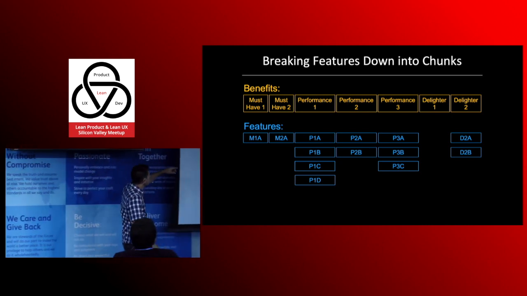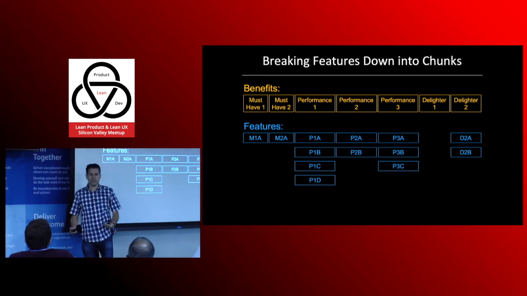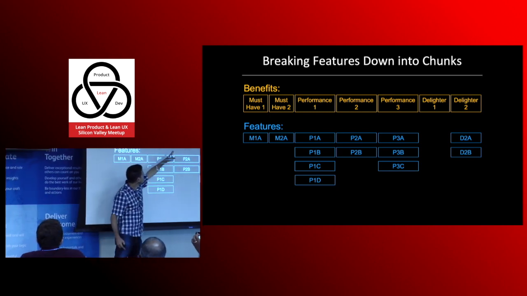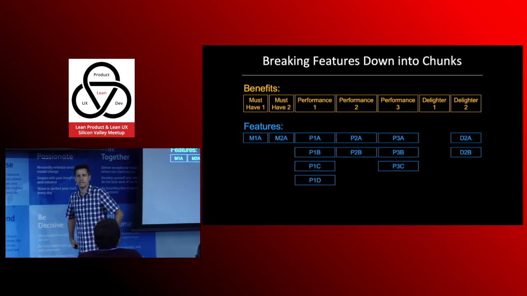If this was, for example, save people money on their taxes, this would be four different feature ideas of how we could save people money with their taxes. If this was save time, this would be two different feature ideas on how we could save people time on their taxes. That's the idea, right?